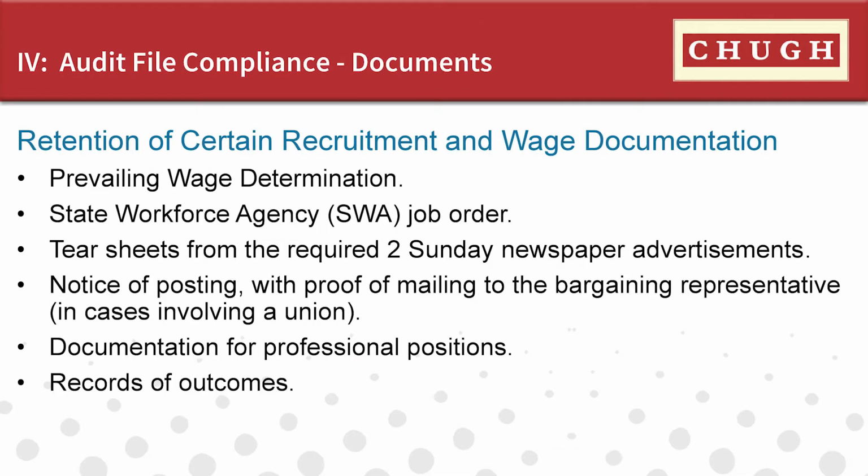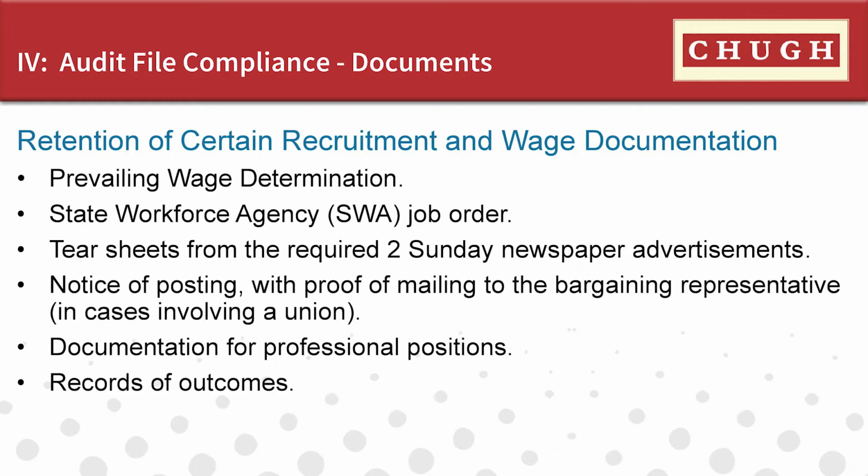This is the list of documentation that should be in the audit file: the prevailing wage determination, the state workforce agency job order, the SWA job order, tear sheets from the required 2 Sunday advertisements, the notice of posting with proof of mailing to the bargaining representative in cases involving a union. Documentation for professional positions must also include evidence of engaging in 3 additional forms of recruitment that were discussed earlier. Make sure that dates of posting are clearly reflected. The dates of posting is when it started, possibly in the middle. If it was posted for 2 weeks, perhaps from the beginning, in the midweek, and then the final week.